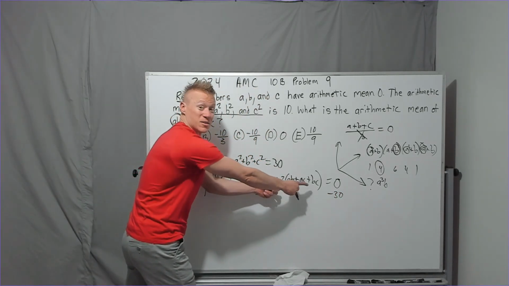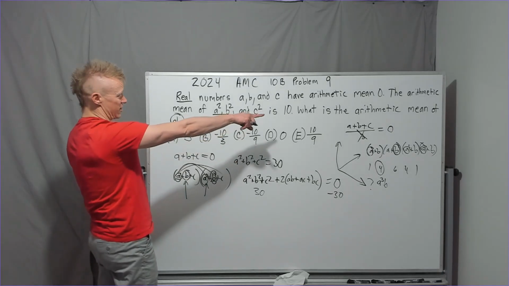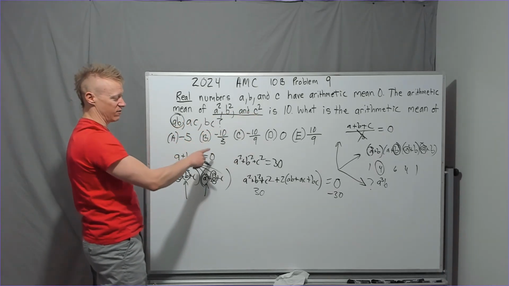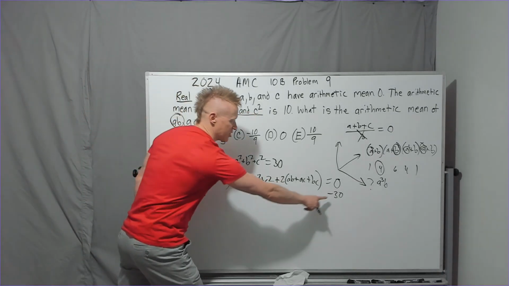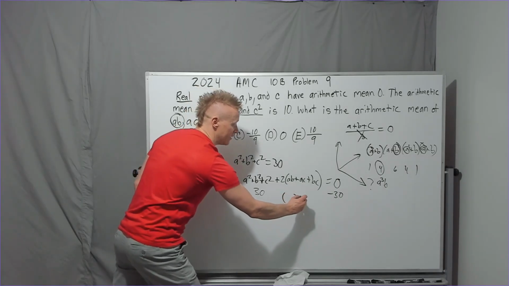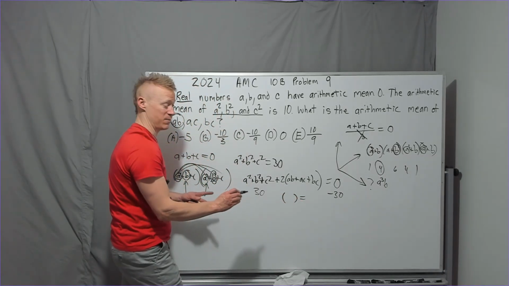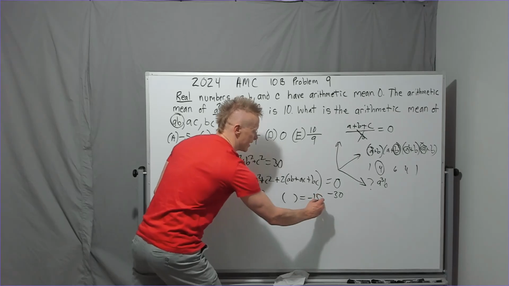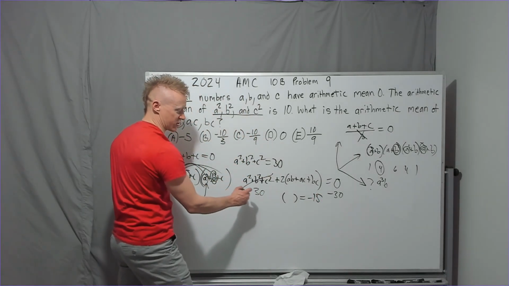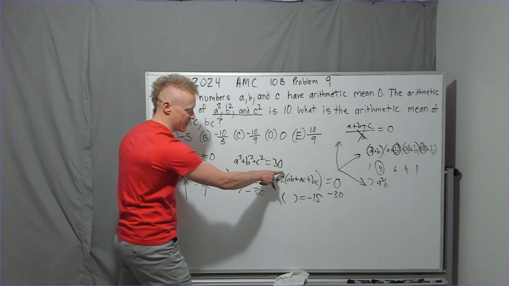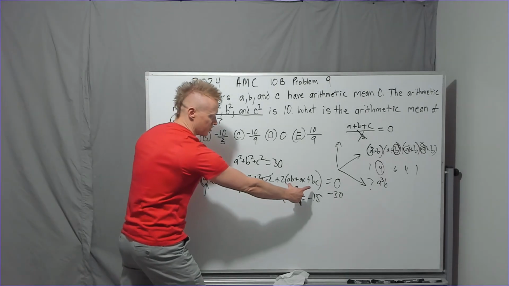equals 2 times, what's this? The arithmetic mean of that is what you're looking for. So I'm going to divide by 2, and you're going to get that what you're looking for, not yet divided by 3, is equal to negative 15. This is gone. We subtracted 30 from both sides, and then you divided by 2. So now you have this thing.